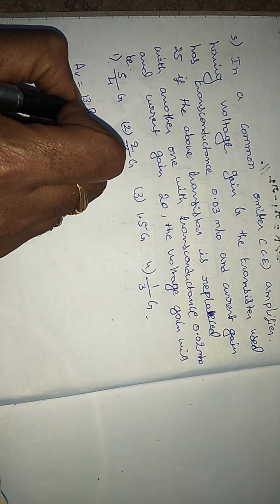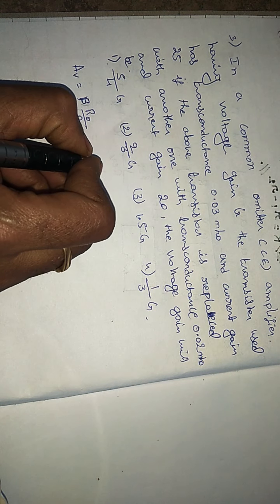So we have to find out the voltage gain. Before starting, here it is given as another transistor. For the transistor, we consider the voltage gain AV. Voltage gain for a transistor is equal to beta into output resistance divided by input resistance, that is RC divided by RL, the load resistance.